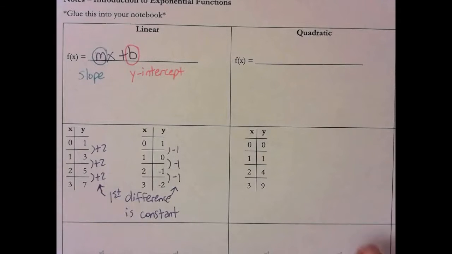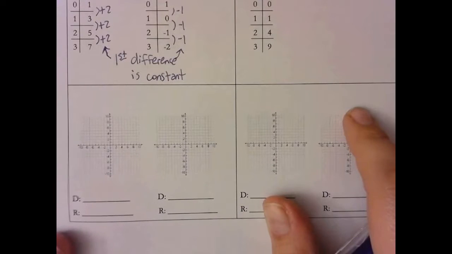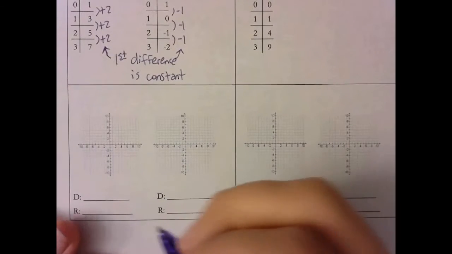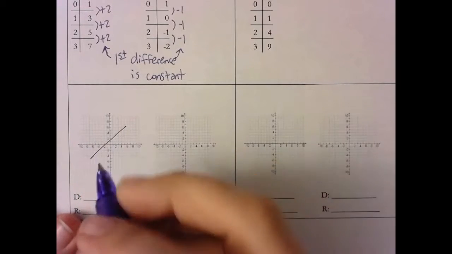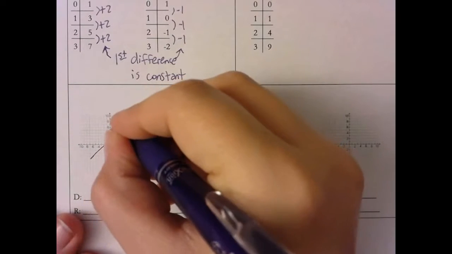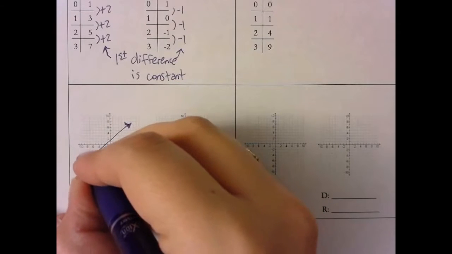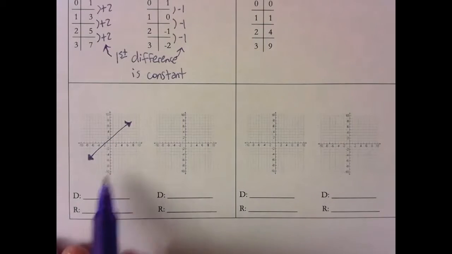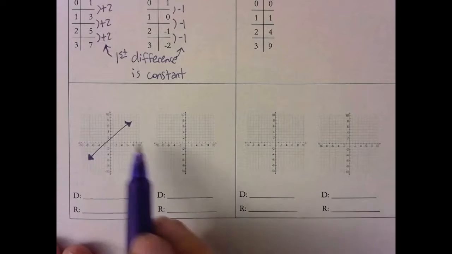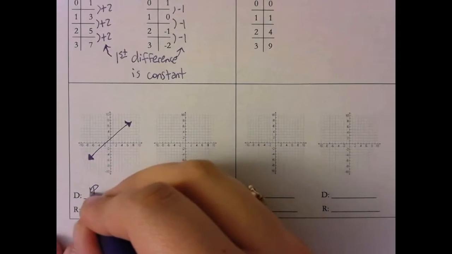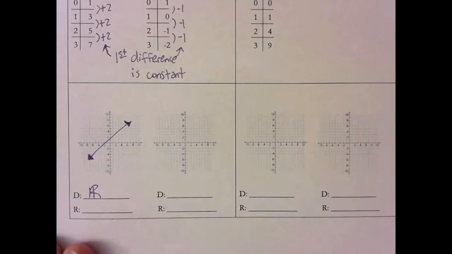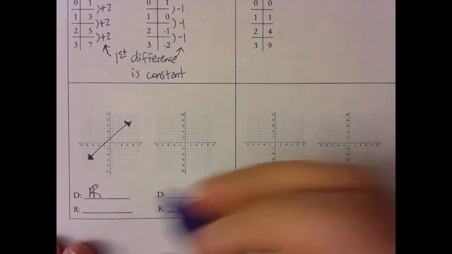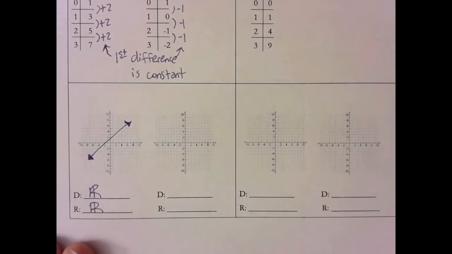Okay, let's look at a graph. So a graph of a linear function can be increasing like this, meaning going from left to right, it goes up. And in which case our domain, you notice it never stops going left and right, so our domain is all real numbers. And the range, it never stops going up and down, so what do you think the range is? Yeah, it's all real numbers again.